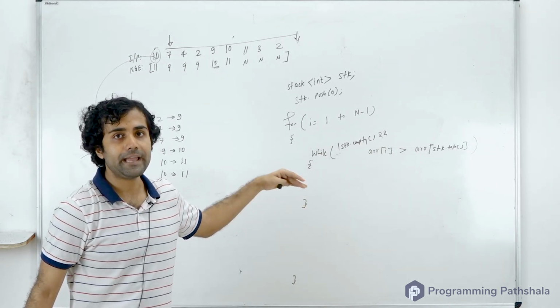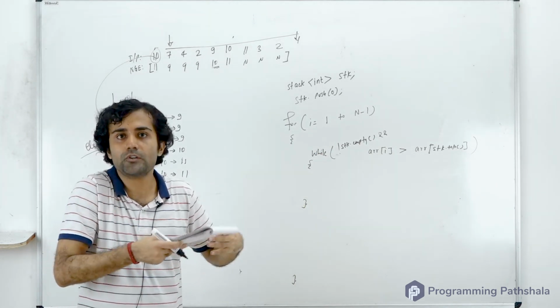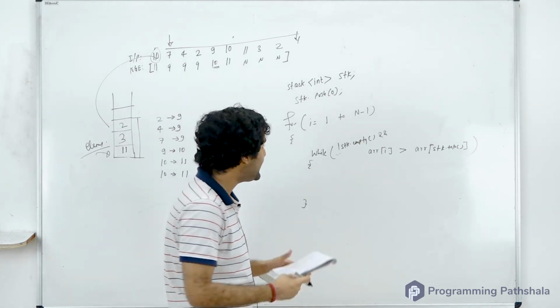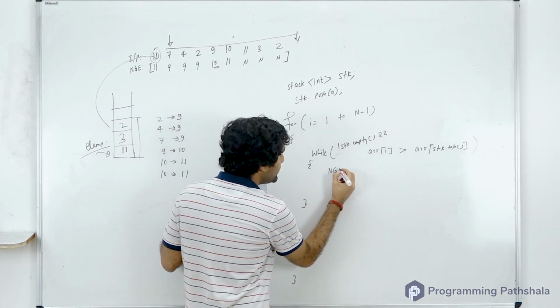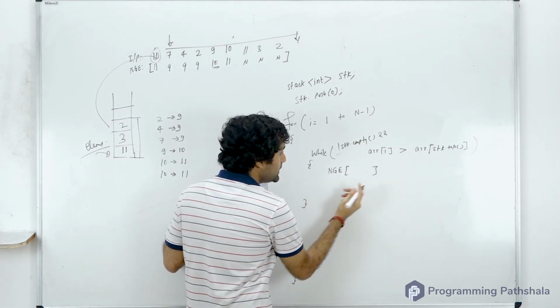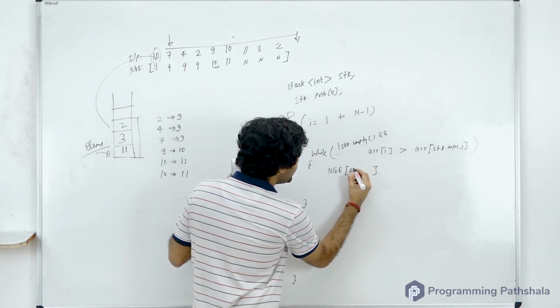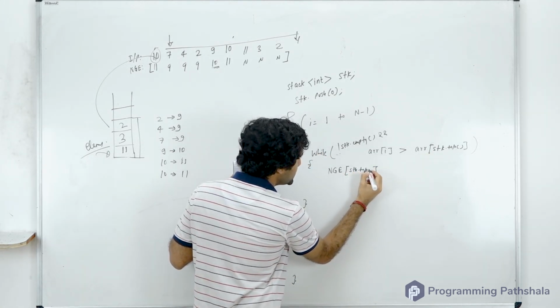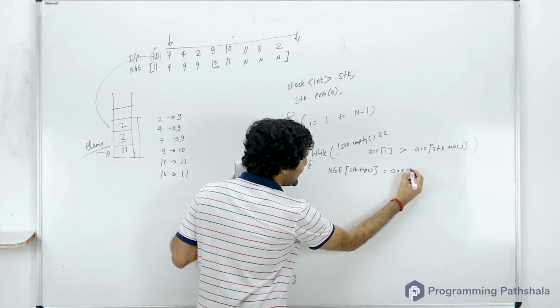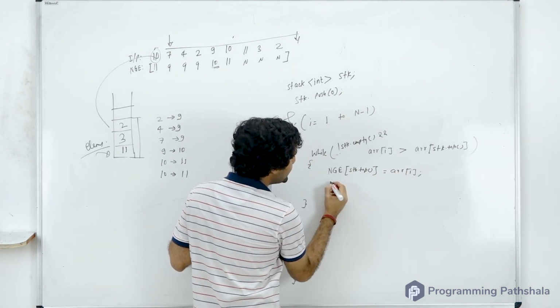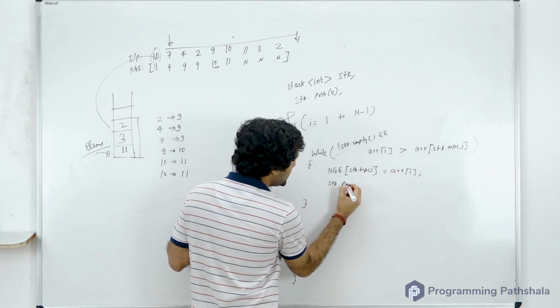Till then I can say that the next greater element of the top of the stack will be this array[i]. The stack contains the index. So I can write next greater element for stack.top will be equal to array[i]. And after having done this, I'll do stack.pop.